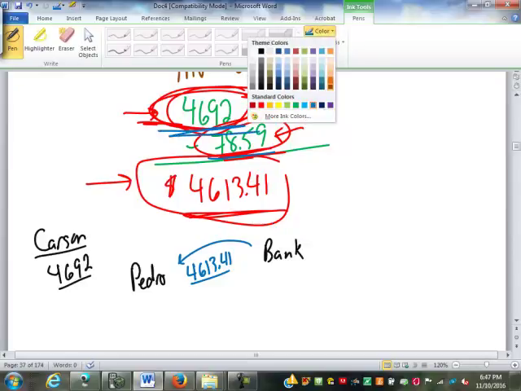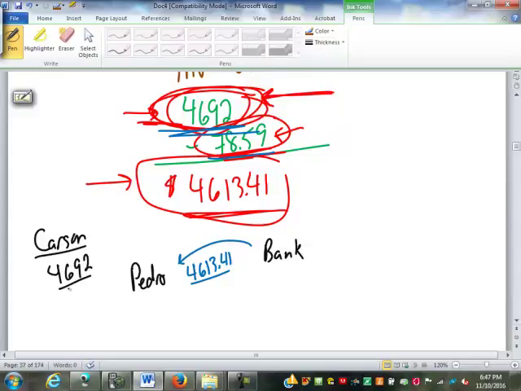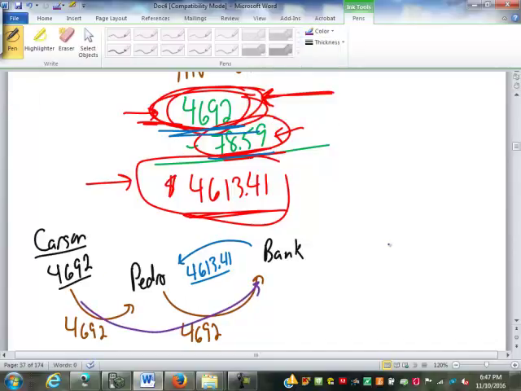So at the end of the 90 days, what should happen is Carson gives Pedro $46.92. Pedro gives that $46.92 to the bank. Or, depending on the agreement, it might go directly from Carson to the bank. Either way, if Carson doesn't pay it, the only thing that is gone is this part of the transaction. Does that make sense? The rest of this was going to happen no matter what.